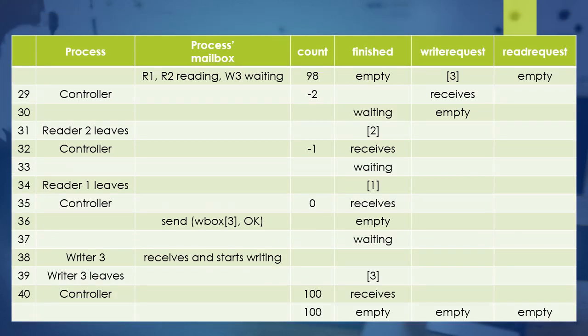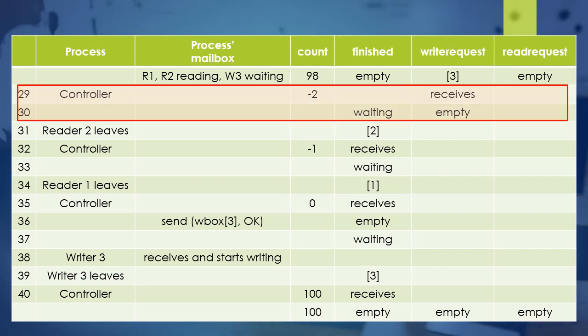So far, the finished mailbox is empty. The write request mailbox has one message from writer 3 and the read request mailbox is empty. Count is 98. Writer 1 and writer 2 have left. Reader 1 and reader 2 are reading. Writer 3 is waiting. Since count is greater than 0, the controller starts checking mailboxes.